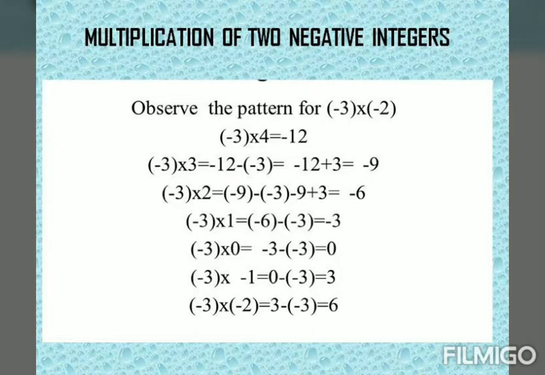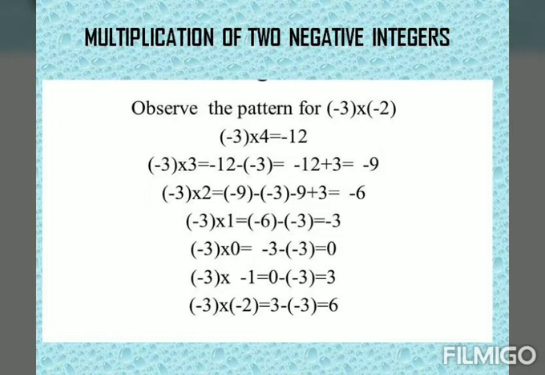Minus 3 into 4 is equal to minus 12. Okay, here I am multiplying minus 3 by 4. This shows that I am repeatedly adding minus 3, 4 times. That's why I am getting the result minus 12. As I said, multiplication is repeated addition. I am adding minus 3, 4 times to get the answer minus 12.